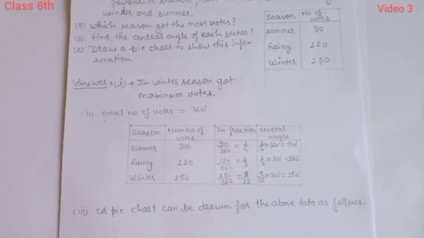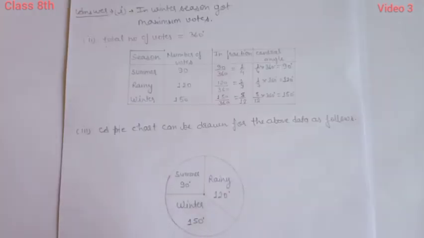So draw a pie chart for the above information. Students, now with the help of a protractor, you can take any radius to draw a pie chart. The angles we need to draw are 120, 90 and 150. So 120 represents rainy, 90 degrees represents summer, and 150 represents the winter season. It is very easy, with the help of this table we can draw a pie chart.